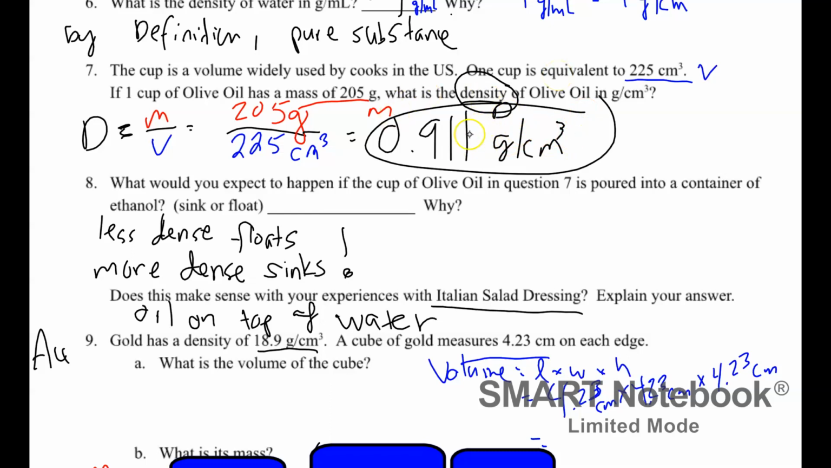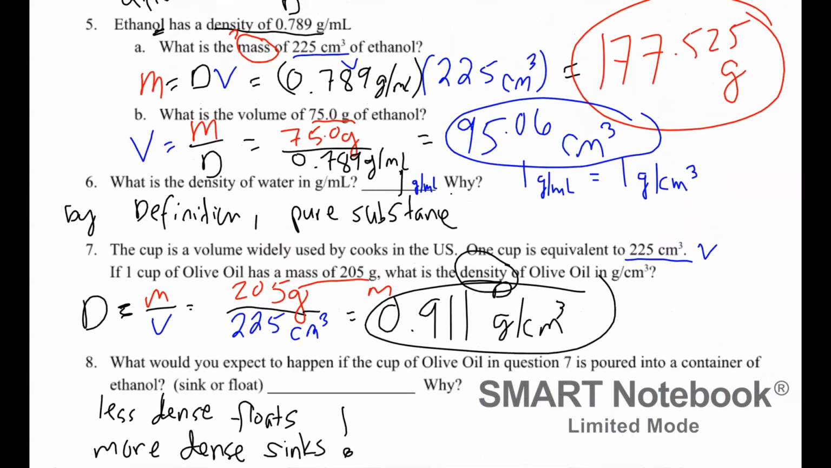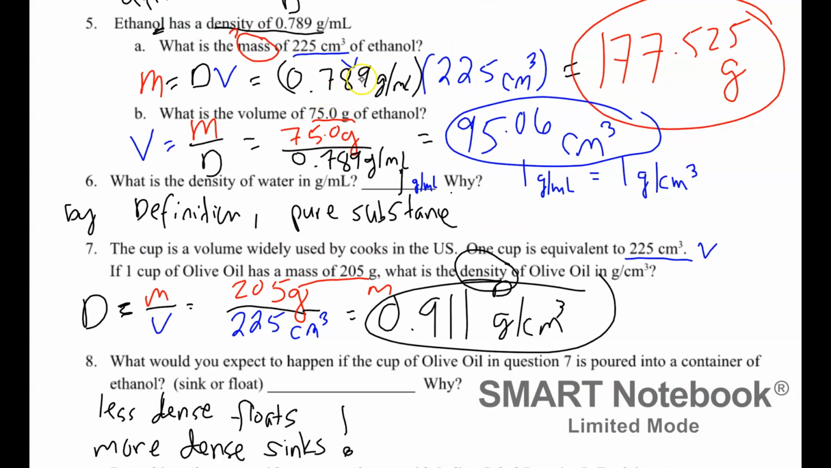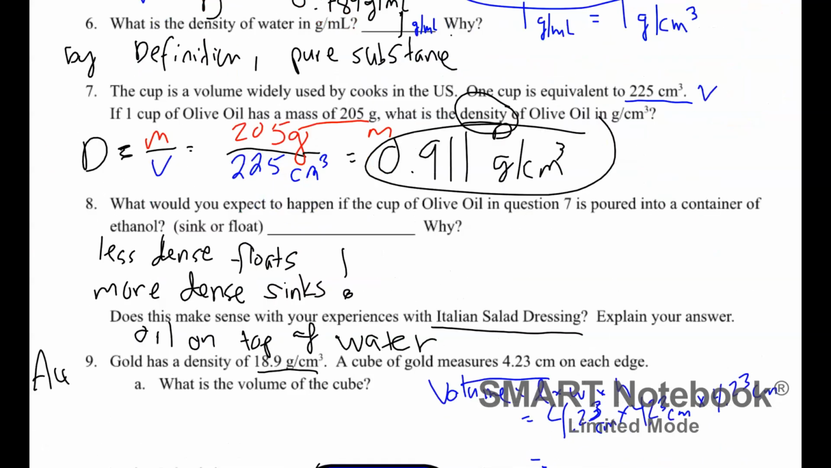We know that water is 1, so oil would definitely float on water. You've seen that in your everyday life. But what about if we put olive oil with ethanol? Will it sink or float? Okay, so let's go back up to ethanol. What's ethanol's density? 0.789. The less dense thing will float. So if you mix oil and ethanol, the ethanol will actually be on top of the oil.